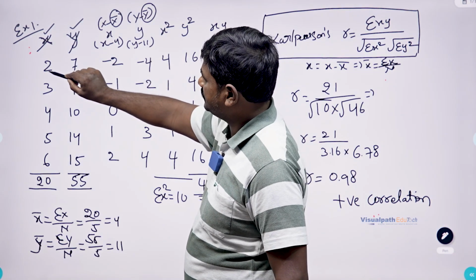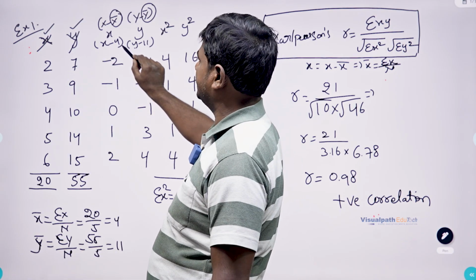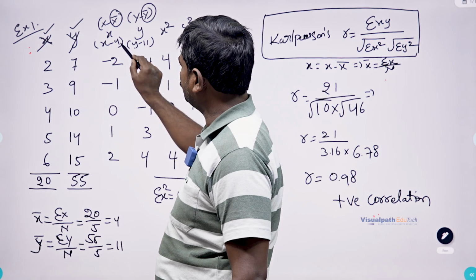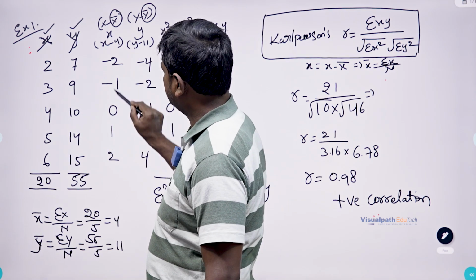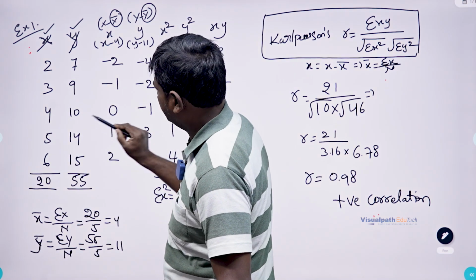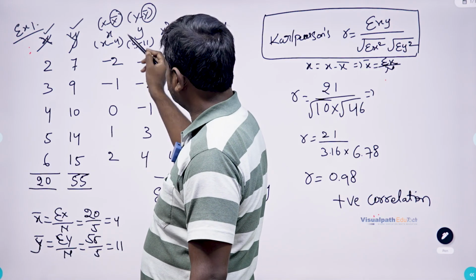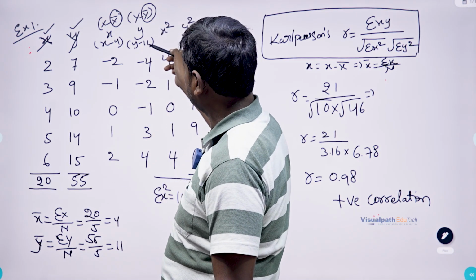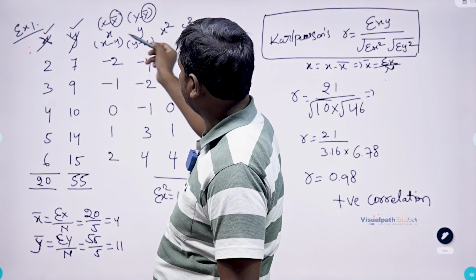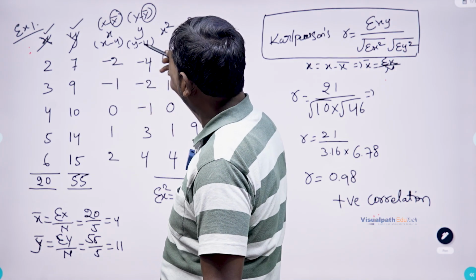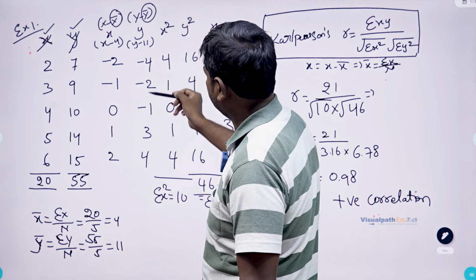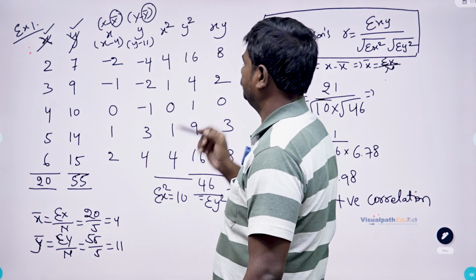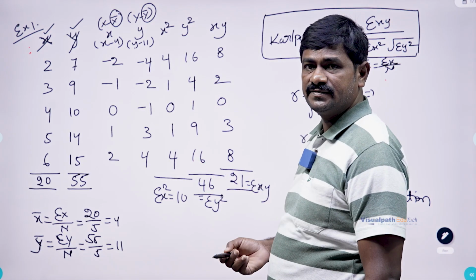Then for the individual observations, x minus x bar, that is x minus 4: 2 minus 4, minus 2. 3 minus 4, minus 1. 4 minus 4, 0. 5 minus 4, 1. 6 minus 4, 2. So those are the values of small x. Similarly, y minus y bar, that is y minus 11: 7 minus 11, minus 4. 9 minus 11, minus 2. 10 minus 11, minus 1. 14 minus 11, 3. 15 minus 11, 4. So these are all the individual values of small y.